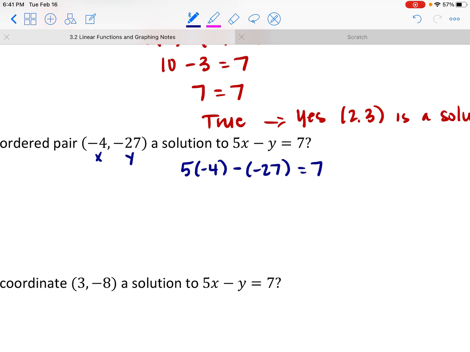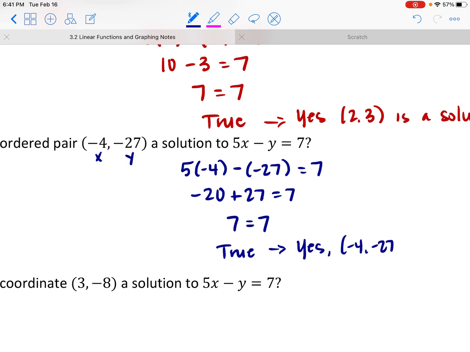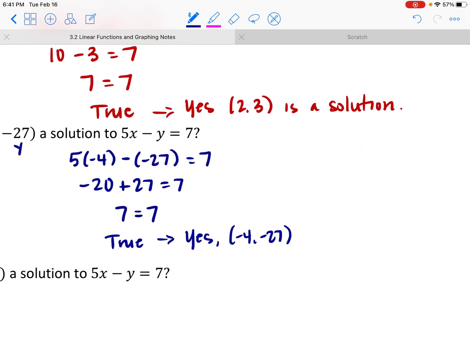So 5 times negative 4 first becomes a negative 20, and then double negative here is going to make that a positive 27. And when we put together a negative 20 and a positive 27, we get 7. And yeah, 7 does equal 7. So again, this is a true statement, which says yes, that (negative 4, negative 27) is a solution.